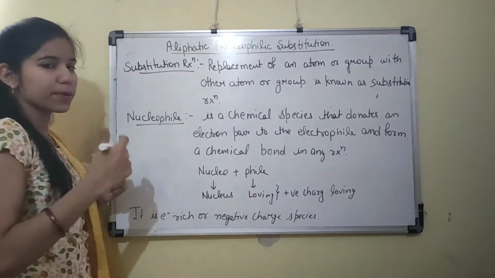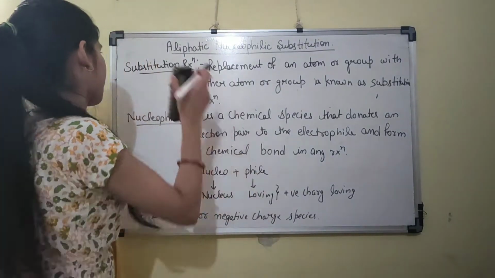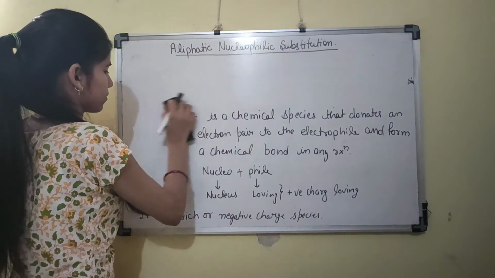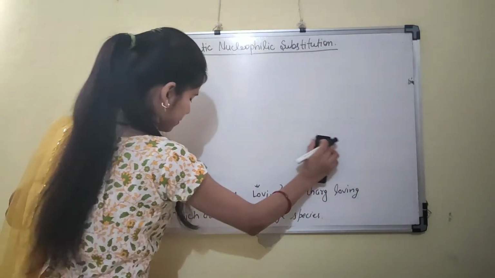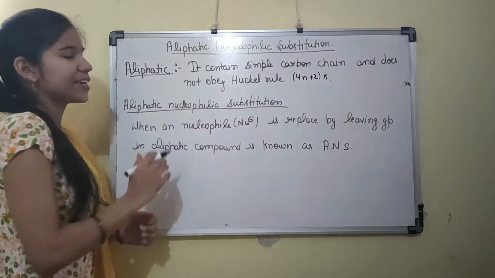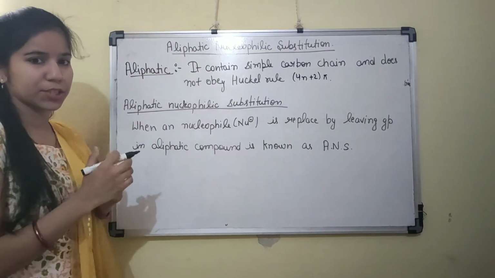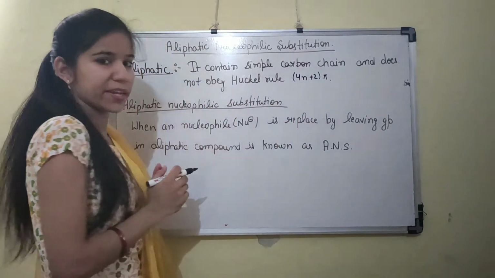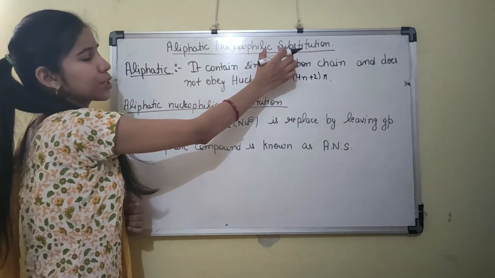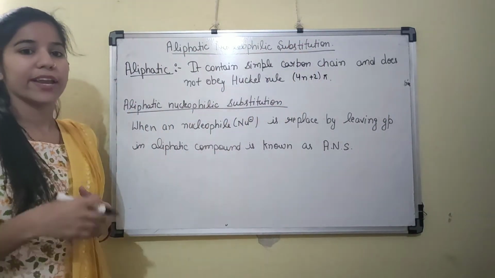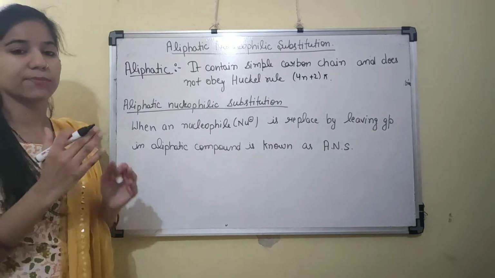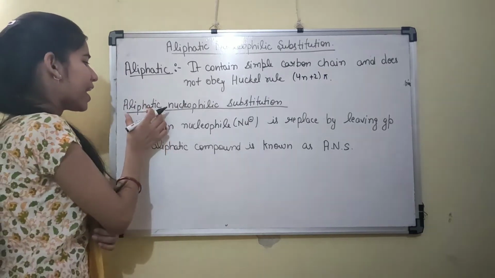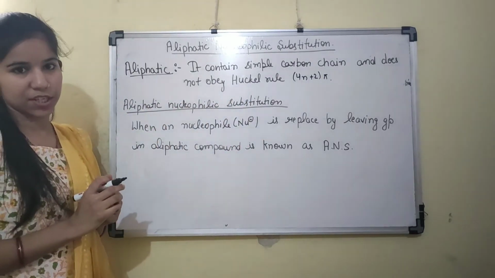Now, aliphatic means it contains a simple carbon chain and it does not obey Huckel rule, that is the 4n plus 2 pi electron rule. And what is the meaning of aliphatic nucleophilic substitution reaction? When a nucleophile replaces the leaving group in an aliphatic compound, it is known as aliphatic nucleophilic substitution reaction.